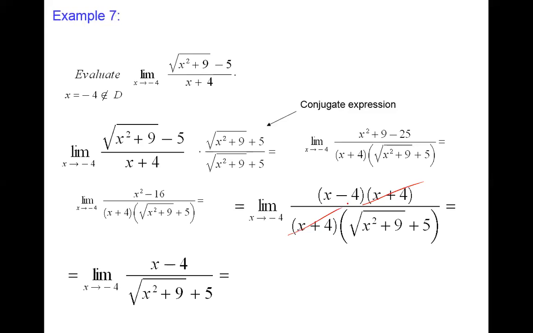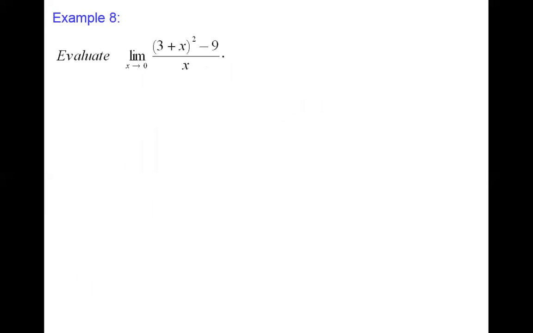Cancelling out the common 0 and substituting negative 4. Okay, another limit is the limit at 0 of the function (3 plus x) squared minus 9 over x. If we put 0, it's 0 over 0. This one is relatively easy. We just have to expand (3 plus x) squared.